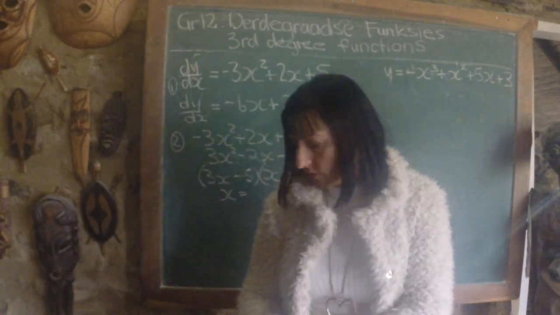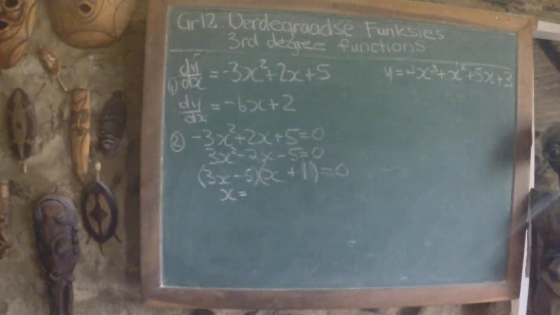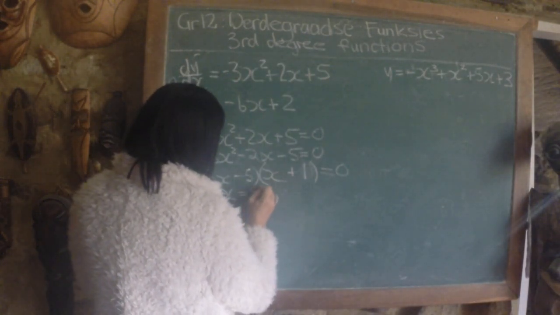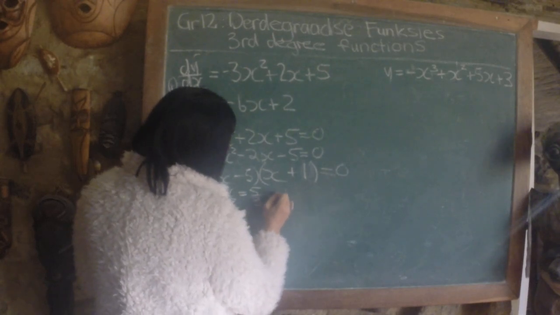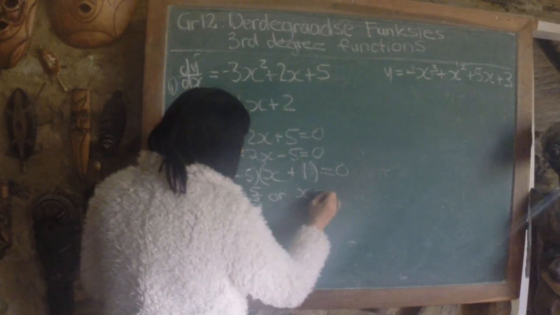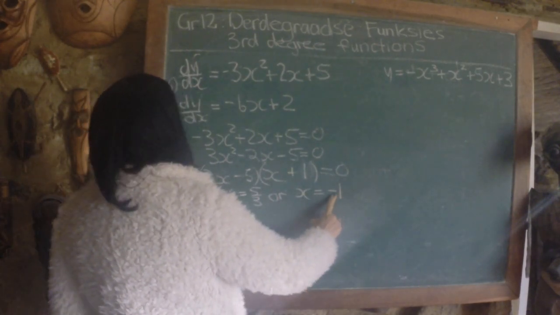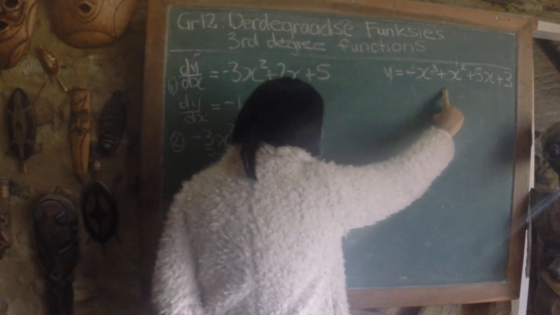X equals 5 on 3 or x equals minus 1. Now we're going to substitute this x value into the original formula.